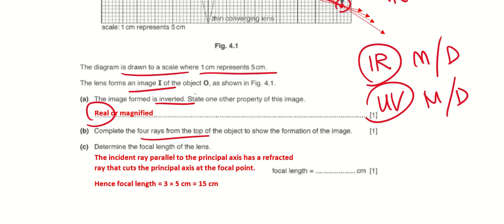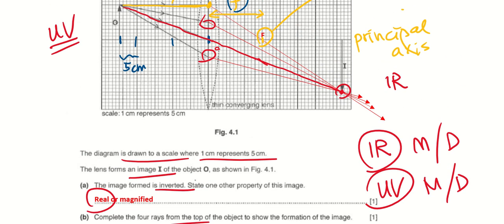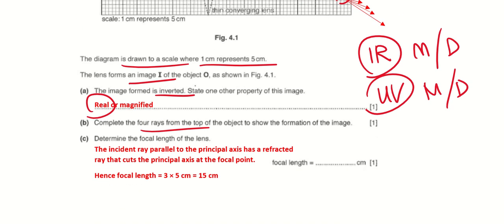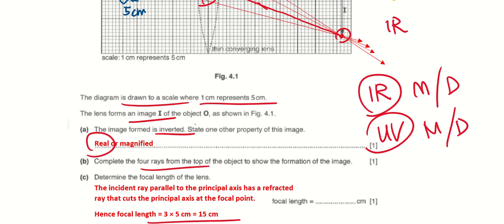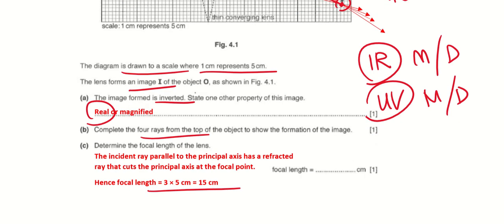Then they say determine the focal length. So this is what I did. My focal point is here. Then my focal length I can actually measure. And because it is drawn to scale, I have 3 cm between the center of the lens and the focal point. So 3 times 5, you must give a focal length of 15 cm.